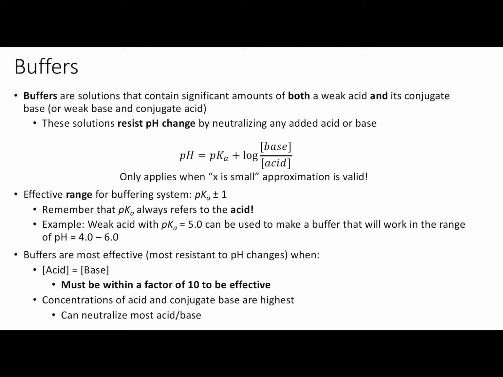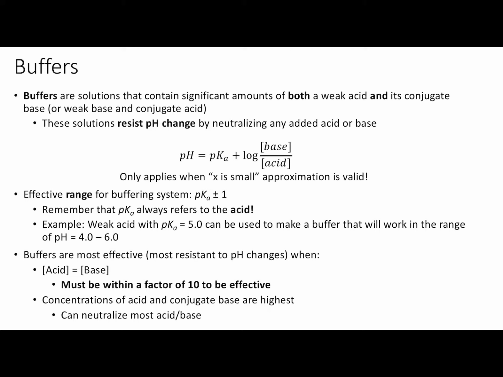The first is that buffers are solutions that contain significant amounts of both an acid and a base. You can really have a buffer that is made many different ways, but the two most common are buffers where you end up with a weak acid and its conjugate base, or a weak base and its conjugate acid. For the purposes of this video, we will focus on a buffer that contains a weak acid and its conjugate base. Regardless of how you prepare the buffer, what makes something a buffer is that it resists changes in pH.